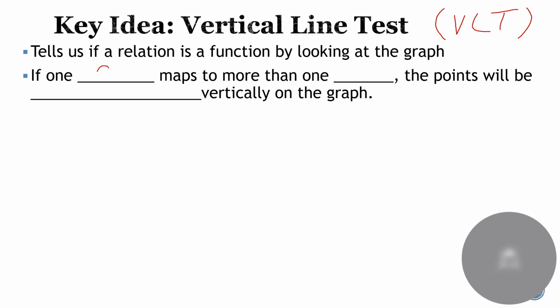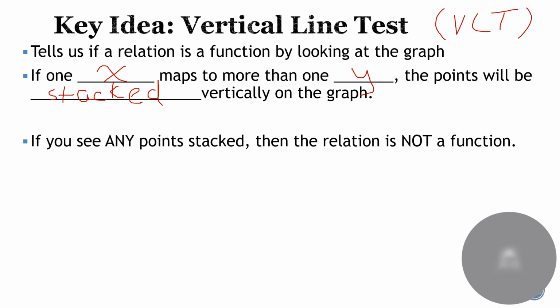If one x maps to more than one y, the points will be stacked vertically on the graph, which is what we just saw. So the points actually end up on top of each other. So you have one high up and another point underneath it. If you see any point stacked, then the relation is not a function.